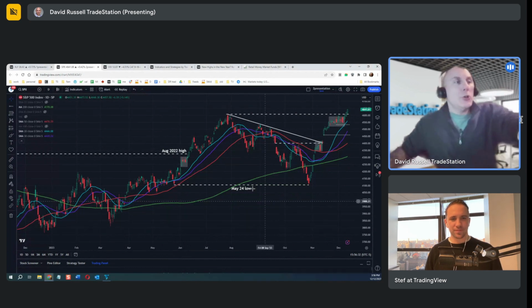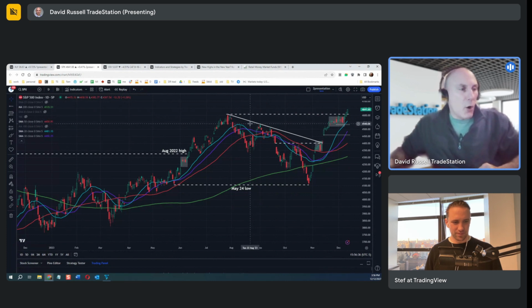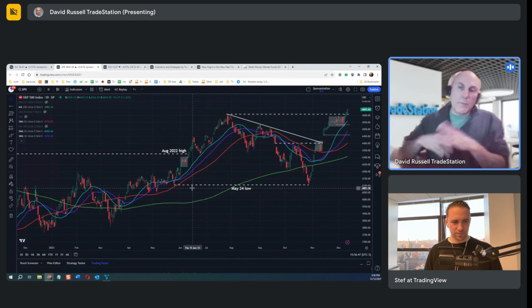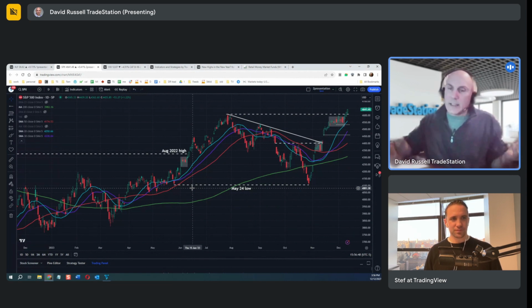But you can see here, as we enter this period of weakness over the summer, the 20 crossed under the 30, and then they were all in this bearish sequence. The 20 under the 30, under the 50. Now you can see they cross. So it's not going to give you great signals right off the bat.